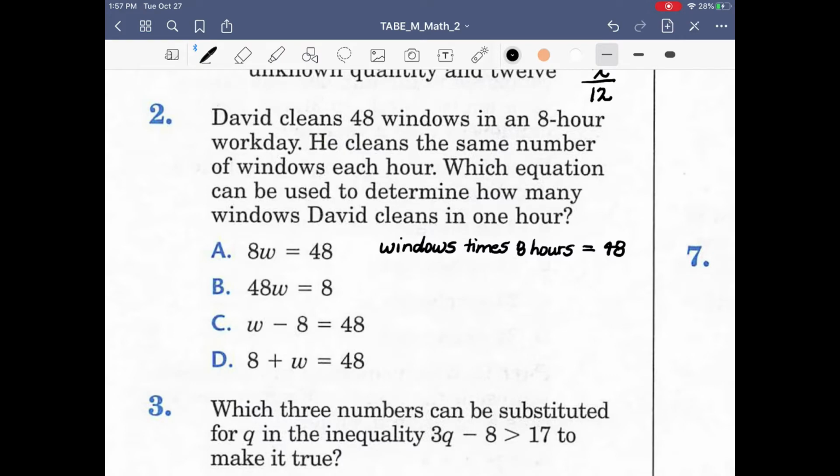So I can eliminate B right here because it equals 8. We need it to equal 48. I can eliminate C and D because they're not multiplying. We want to say 8 times the windows is 48. And that is option A. We don't have to solve it, we just have to set it up.